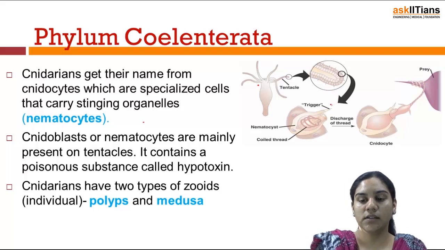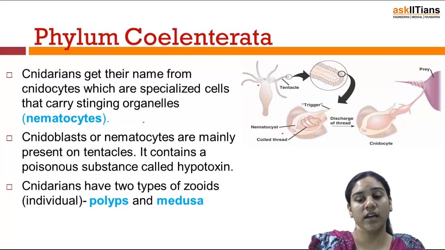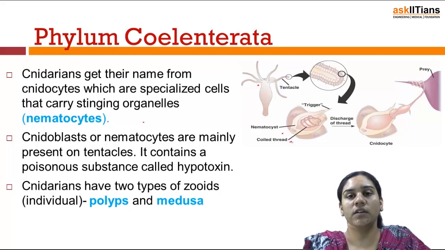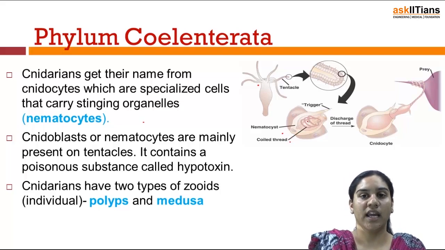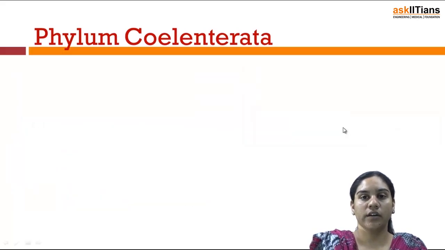Now this figure shows an enlarged view of the cnidoblast cells. In this cnidoblast there is a nematocyst in which a coiled thread-like structure is present. Whenever these organisms sense prey in their surroundings, they discharge this thread from the nematocyst and attack or catch their prey. The coelenterates occur in two forms, the polyp and the medusa.